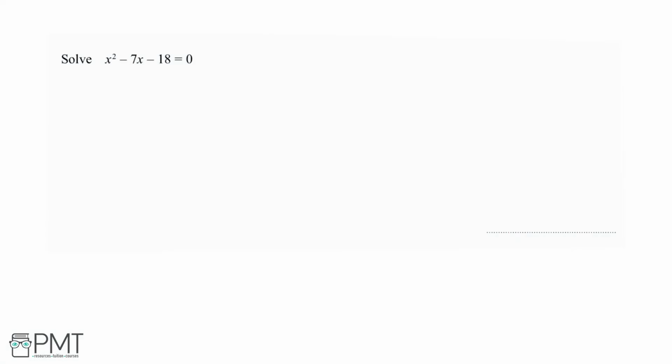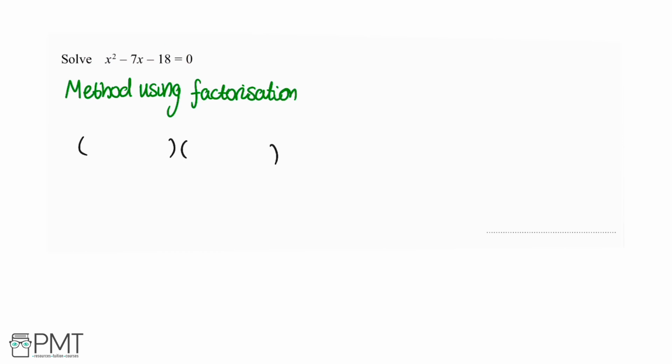Solve x squared minus 7x minus 18 equals 0. There are a number of different methods we can use to solve a quadratic, but I'm going to do this by factorising. Essentially that means I'm going to take this quadratic and put it into a pair of brackets. So I'm going to have a bracket here multiplied by another bracket equals 0. So we need to work out what set of brackets would multiply out to give us this expression here.